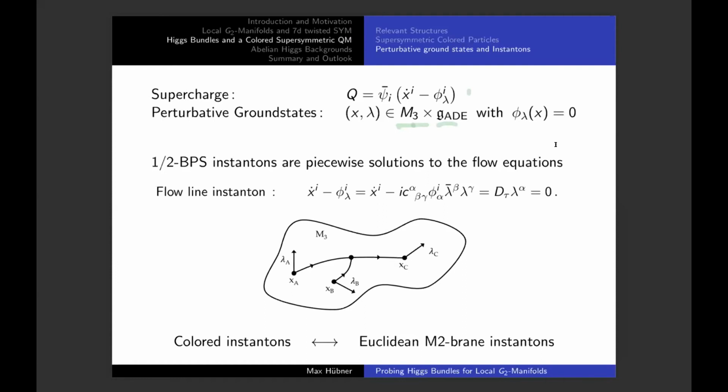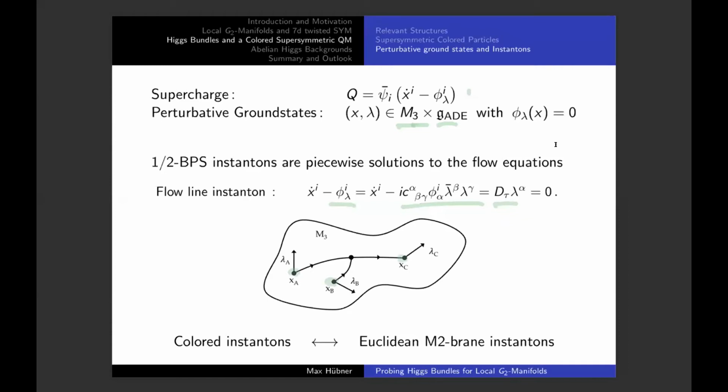Similarly, half BPS instantons are found to be piecewise solutions to the flow equation. And this flow equation is with respect to this one form phi subscript lambda. And this one form follows from the Higgs field by an appropriate contraction with these color fermions. Additionally, one requires that the fermion is parallelly transported along the flow. Here, I've drawn such an example. So this is a 3-valent half BPS instanton, which connects 3 perturbative ground states labeled by A, B, and C.